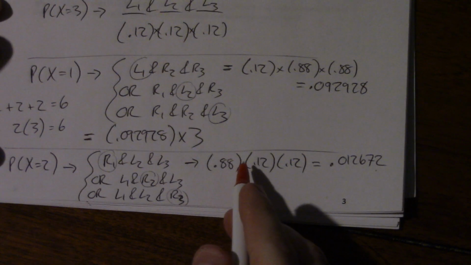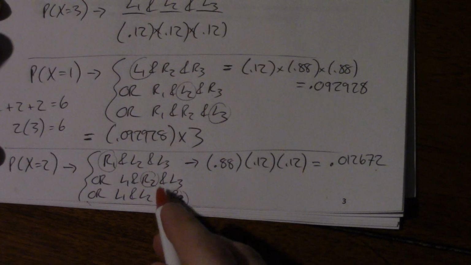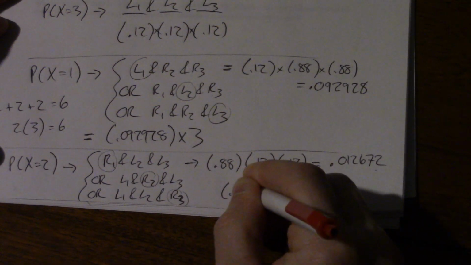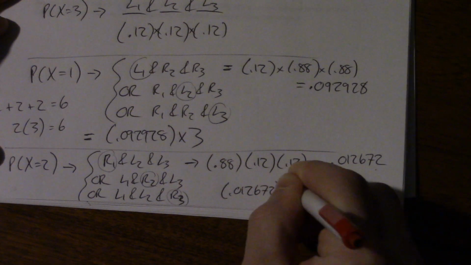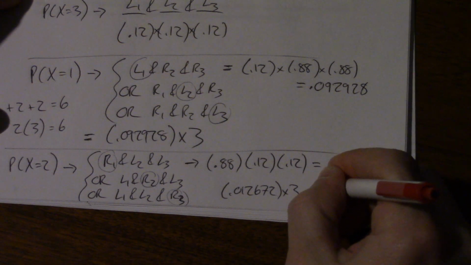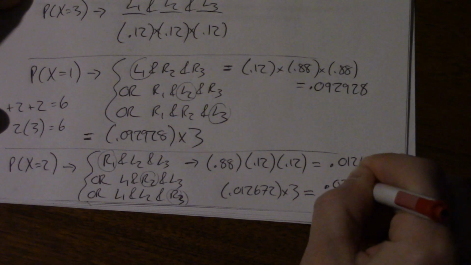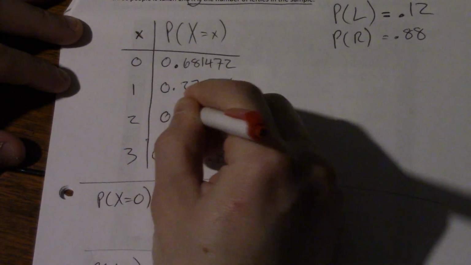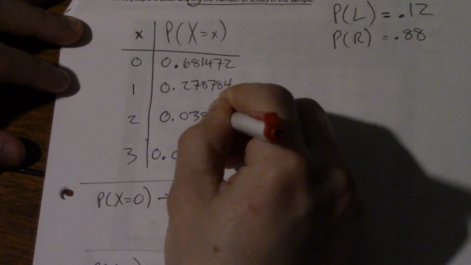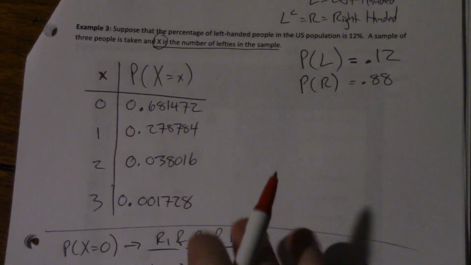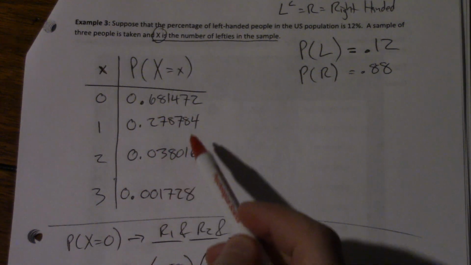Okay, and that's one of the probabilities. That will be the same value for these 2. So we just multiply that by 3. So we take 0.012672 times 3, and we should get 0.038016. Okay, and that's the probability that x is 2. 0.038016.